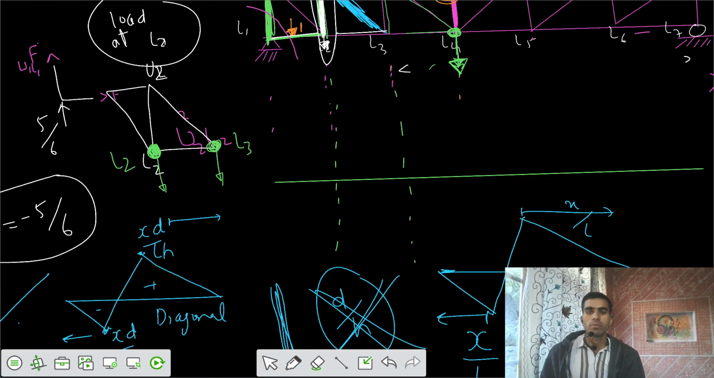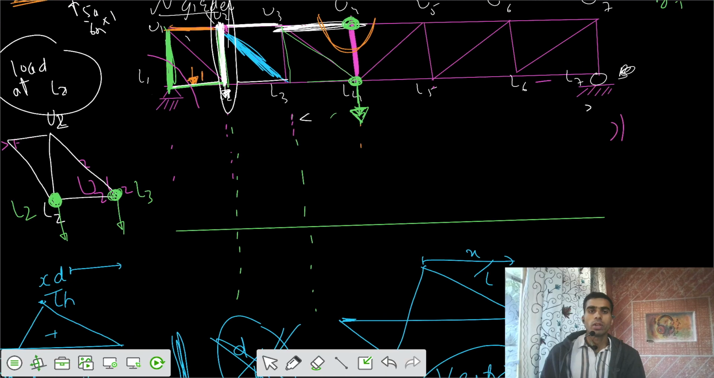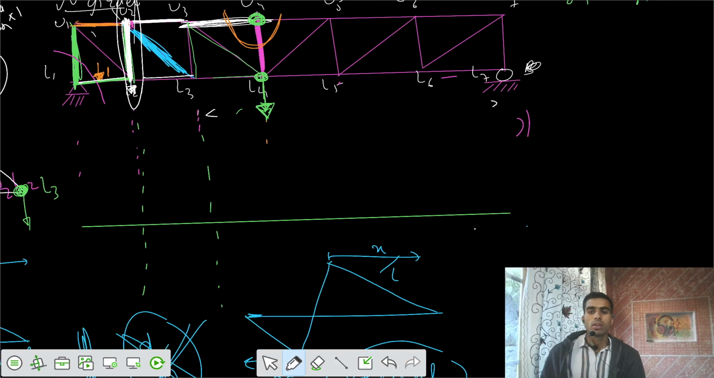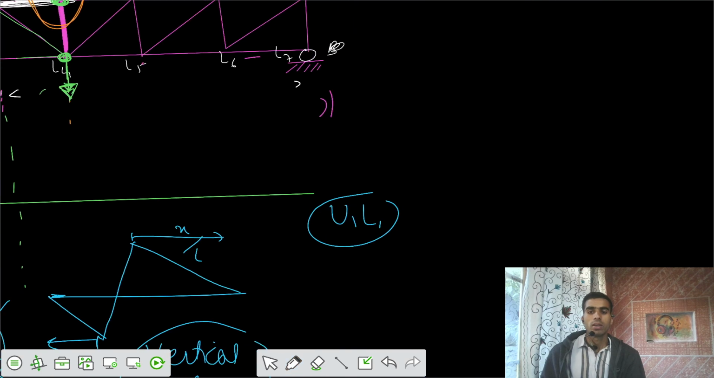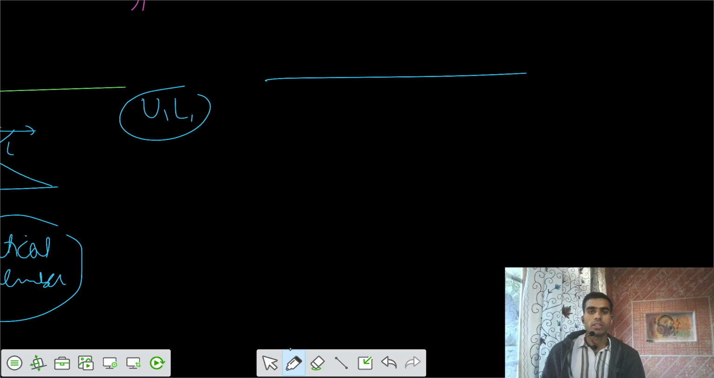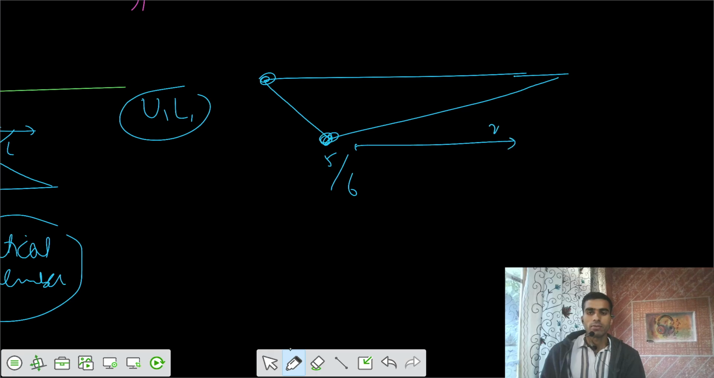You can see that in the previous problem, when we took u1 l1, what was the ordinate we got? Did we get the diagram in this fashion? We had two critical points, one here, one here, and I said this is equal to 5 by 6. For the second ordinate, we have the direction in this fashion. That's b by l, that's 5a by 6a. And for the first case, we said x equals 0, 0 by 6a, so 0.